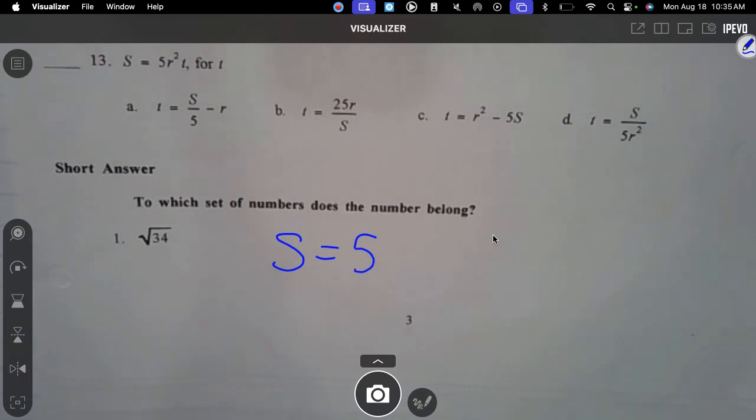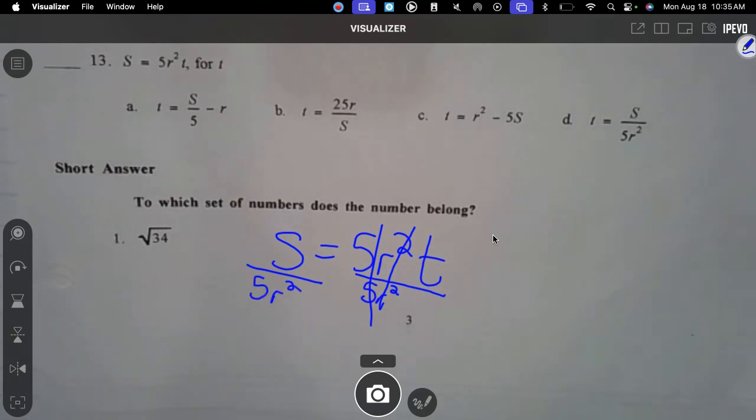S equals 5r squared t. What is with the t? Everything over there with the t. What's 5r squared? To make the t be by itself, 5r squared must be moved. So 5r squared is being multiplied. What's the opposite of multiplying? So I'm just going to divide by 5r squared. And that's going to be my answer. What did I do to one side? Do I see that answer on there?